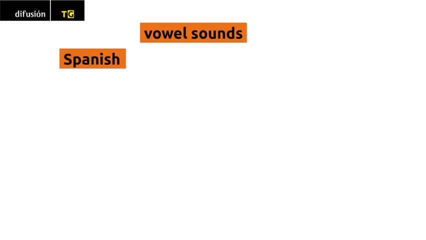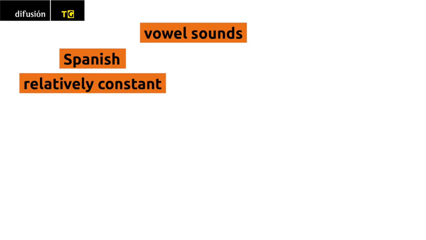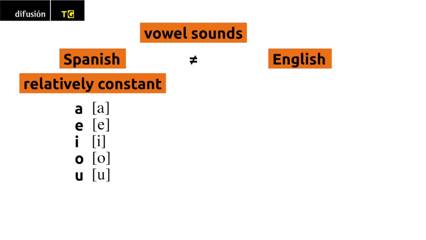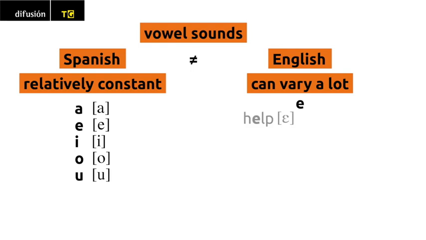Vowel sounds in Spanish are relatively constant. They are always pronounced A, E, I, O, U. In English, remember that the sound of a vowel can vary a lot according to the context. For example, the letter E can be pronounced in very different ways. E does not sound the same in the word help as it does in the word hero.